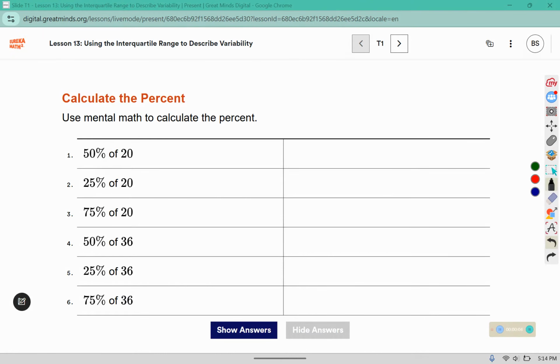Use mental math to calculate the percent. Well, half, 50% of 36 would be half of that, which is 18. So half of a half would be 9. So if we wanted 75%, we would need 50% and 25% combined, which would give us 27.